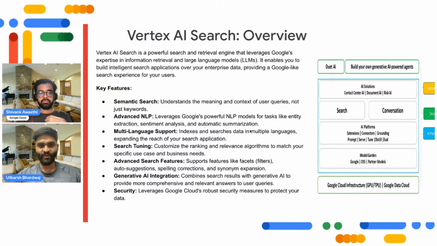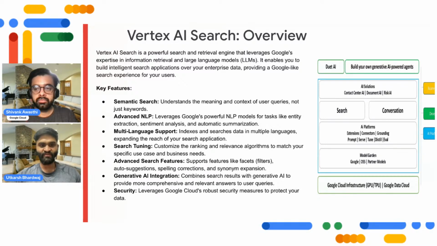Cool. Let's begin with the overview of Vertex AI Search. Vertex AI Search is a powerful search and retrieval engine that leverages Google's expertise in information retrieval and large language models, or LLMs. It enables you to build intelligent search applications over enterprise data, providing a Google-like search experience for your users. Some of the key features of Vertex AI Search include semantic search, that understands the meaning and context of user queries and not just keywords.